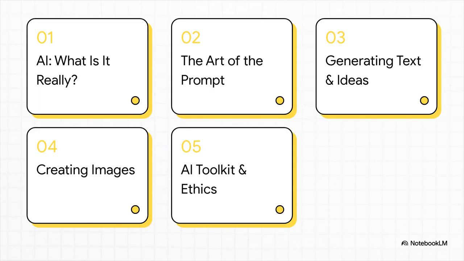And to get you there, we've got a really simple roadmap for this explainer. First, we'll talk about what AI actually is. Then, we'll get into the art of talking to it. That's key. After that, we'll see how to generate text and images. And we'll wrap it all up with the best tools for the job and the all-important rules of the road.